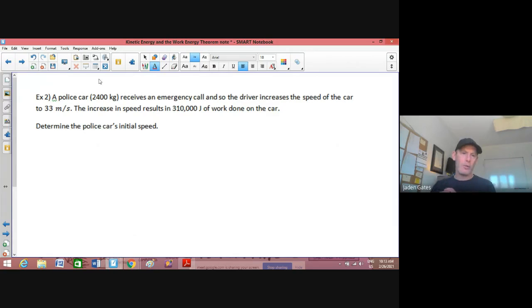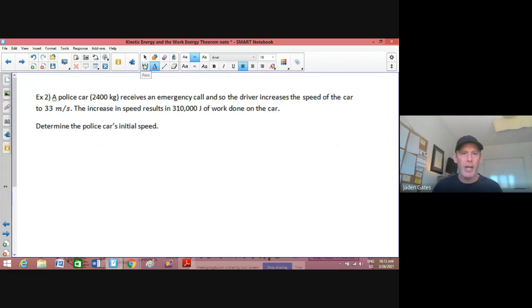Police car, 2,400 kilograms, receives an emergency call, and so the driver increases the speed of the car to 33 meters per second. This increase in speed results in 310,000 joules of work being done on the car. Determine the police car's initial speed.